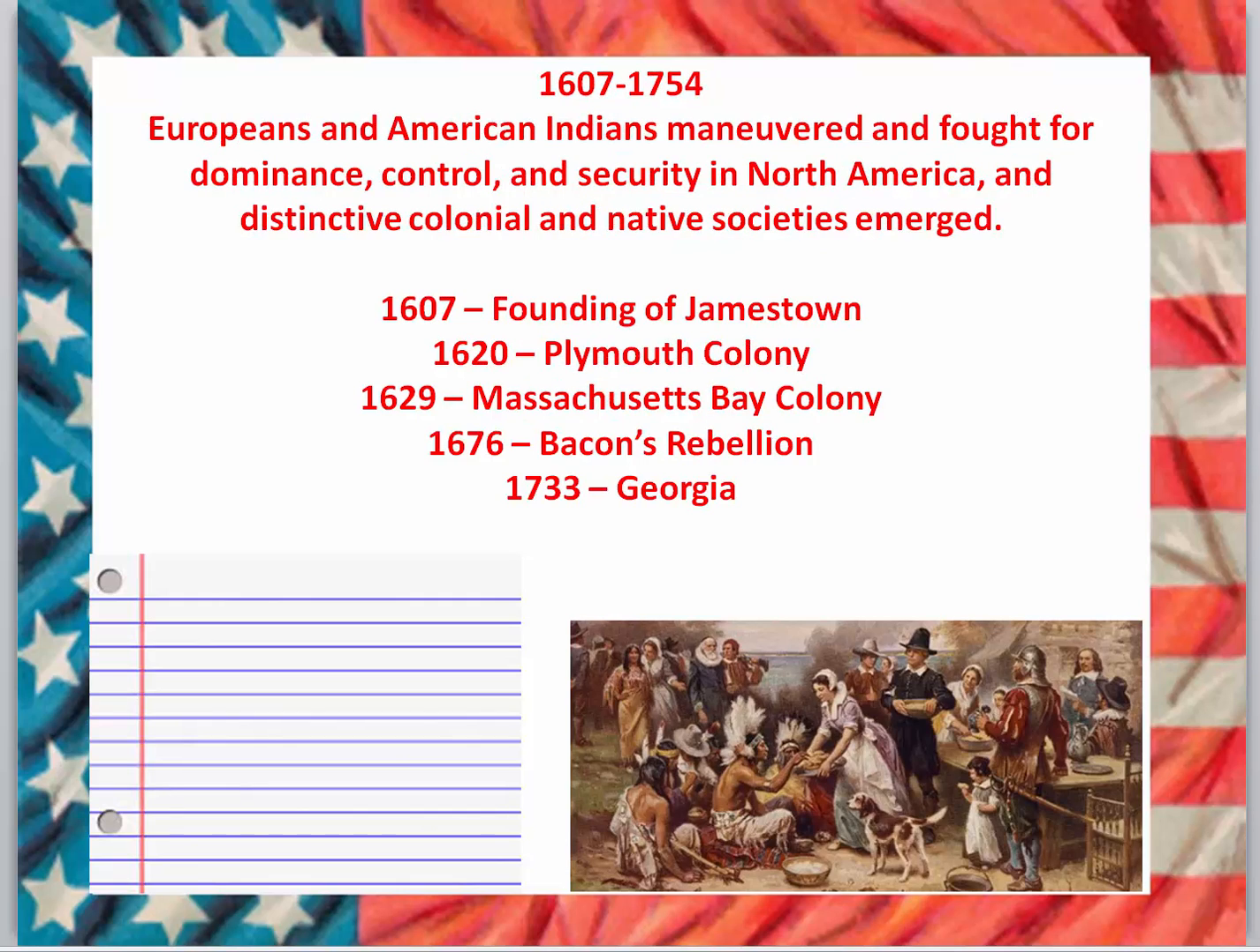Next, we go to 1607 to 1754. So why were these years selected? 1607 is the founding of the first English permanent colony at Jamestown, which is in Virginia, and 1754 is the beginning of the French and Indian War. So for this theme, or time period, Europeans and American Indians maneuvered and fought for dominance, control, and security in North America, and distinctive colonial and native societies emerged.